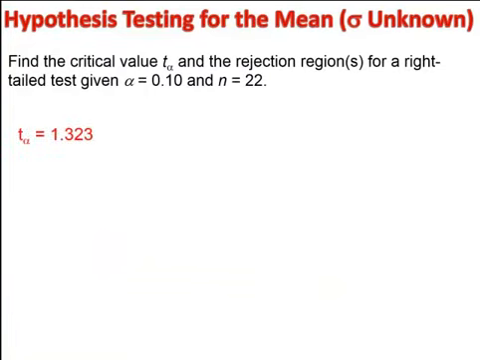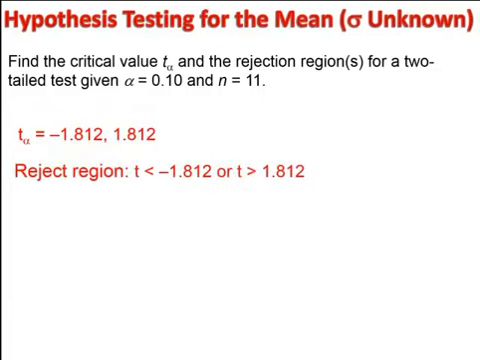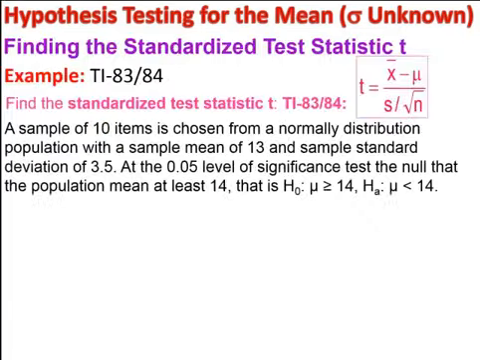So you should have gotten a t value of 1.323 with a region of rejection. Because it's a right tail test, your test statistic would be greater than 1.323. If that's true, you would reject the null hypothesis. Pause and try. So you should have gotten these t critical values with this rejection region.